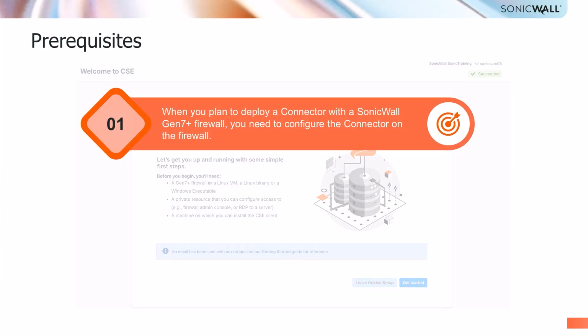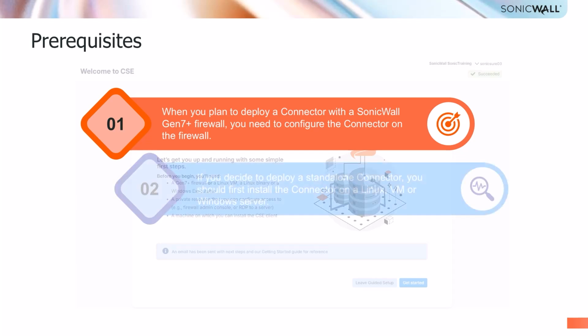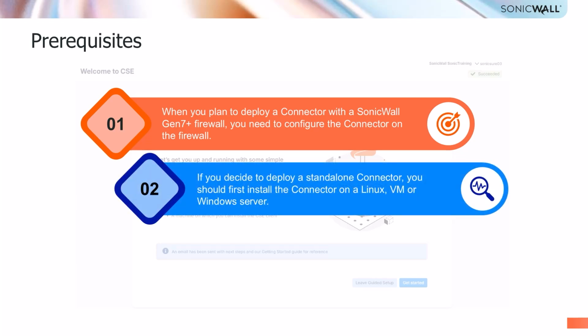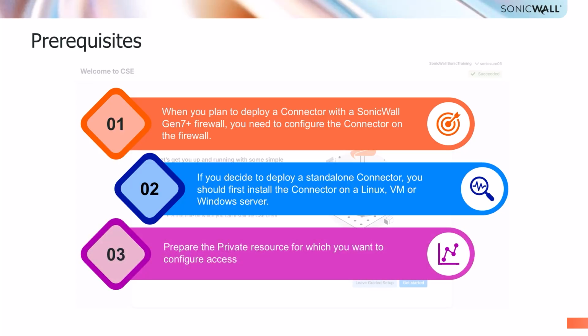Firstly, when you plan to deploy a connector with a SonicWall Gen 7 Plus firewall, you need to configure the connector on the firewall. Secondly, if you decide to deploy a standalone connector, you should first install the connector on a Linux, virtual machine, or Windows server. Finally, prepare the private resource for which you want to configure access, such as network access.